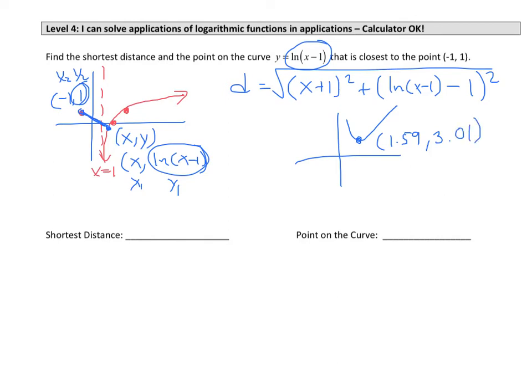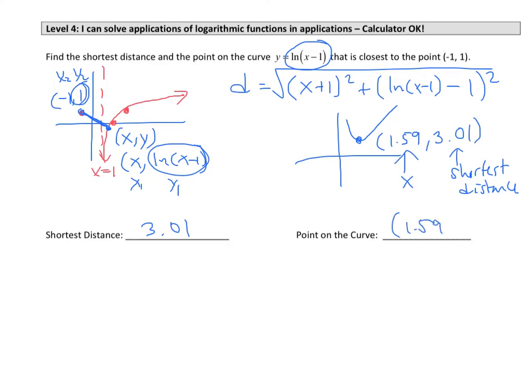And the shortest distance is going to be the y value of the point, because this graph represents the distance between the graph and that point (-1, 1). So the shortest distance is 3.01 units. Now the point on the curve that's closest to the point (-1, 1), this is the x value, 1.59.